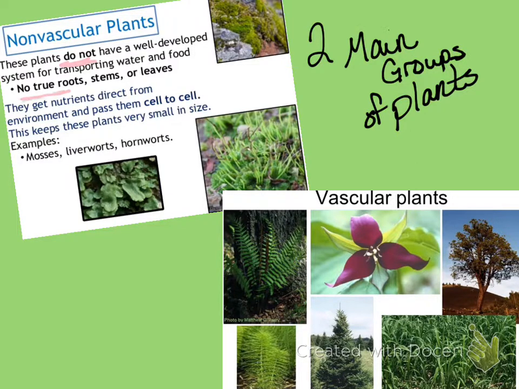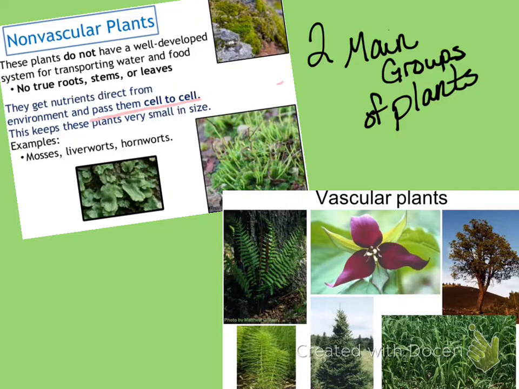They don't have a true root system, they don't have stems, and they do not have leaves. Legitimately, they get their nutrients directly from the environment itself. So therefore, they have to pass the water and the nutrients from cell to cell. And a lot of times, this is through the term that we learned earlier this year, osmosis, when we're moving from an area of high concentration to an area of low concentration through a selectively permeable membrane.